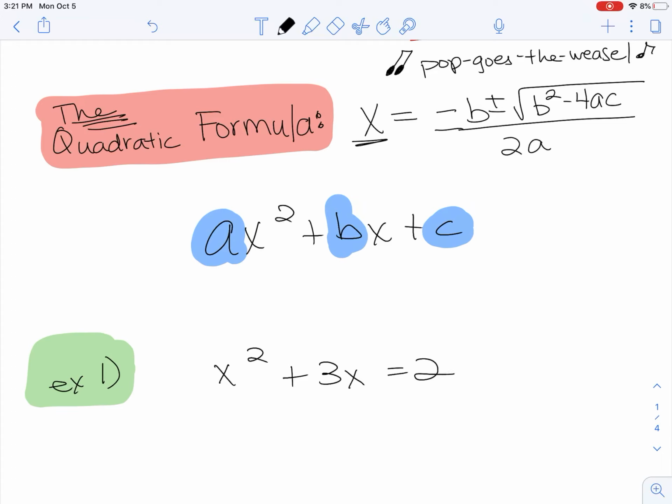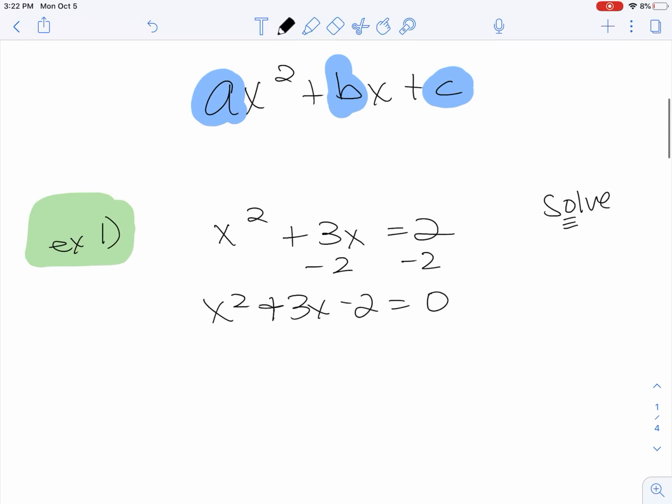In order to solve this using the quadratic formula, remember when we said solve, set it equal to 0, which means we're going to subtract the 2. Subtract the 2, set it equal to 0. So now we have our a, b, and c terms. So a is 1, b is 3, c is negative 2.